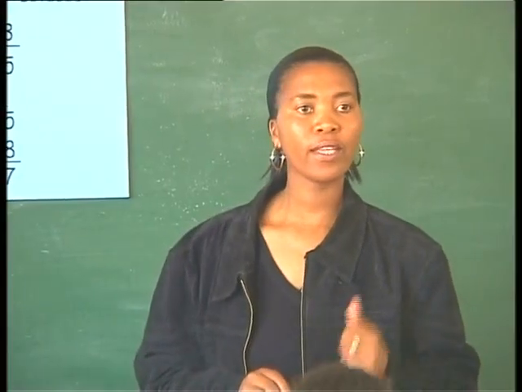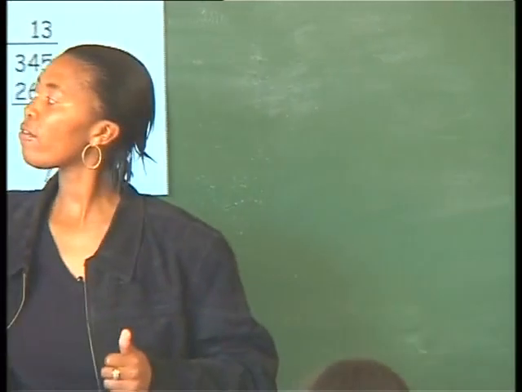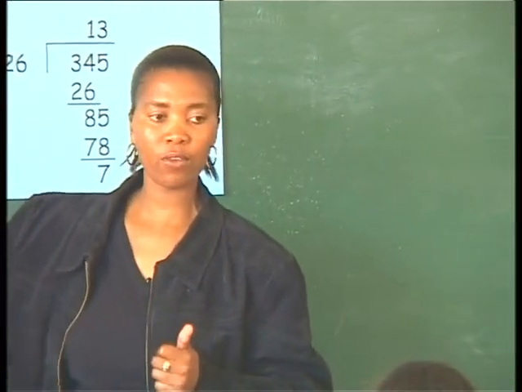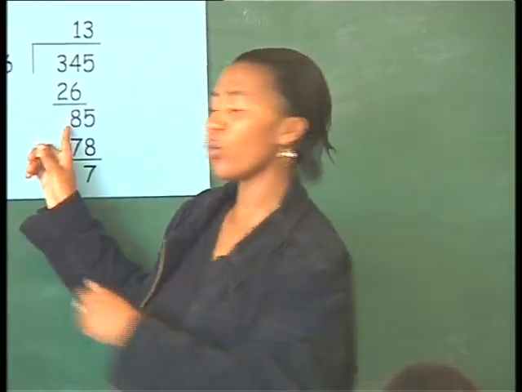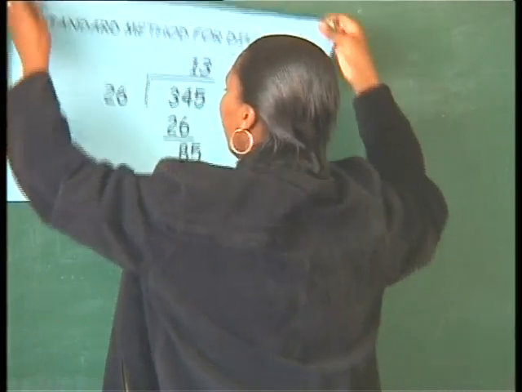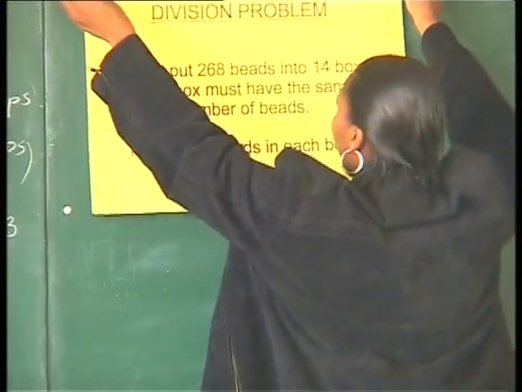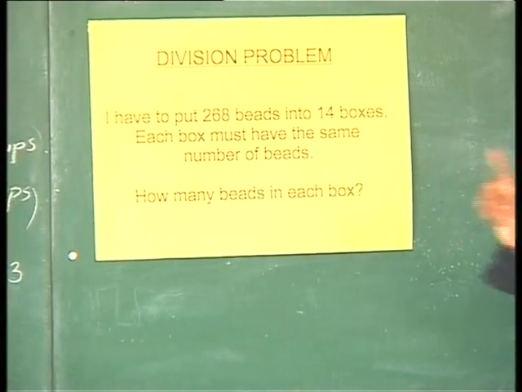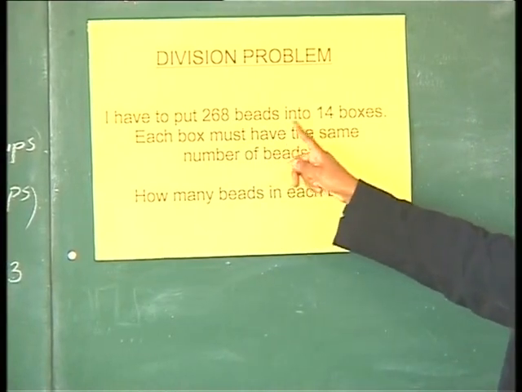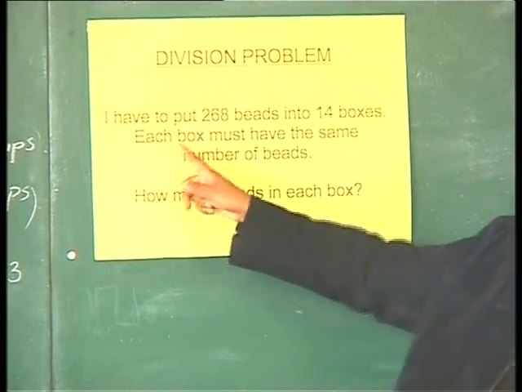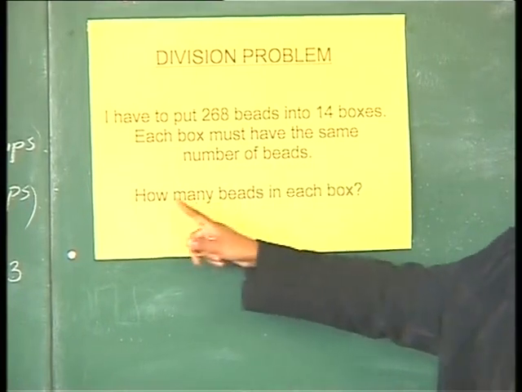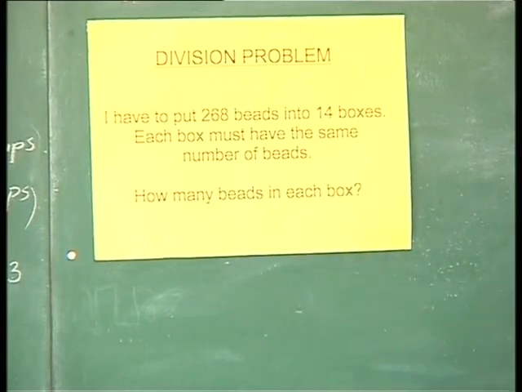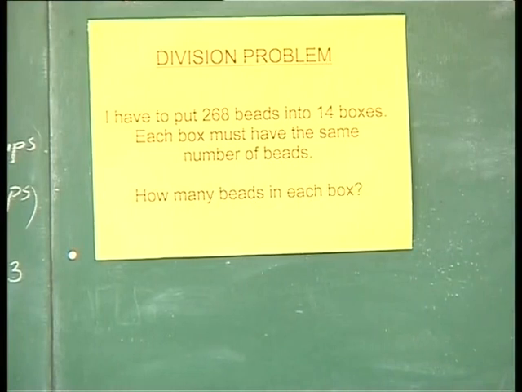I have a problem for you that I need you to solve. You can use any of these two methods that you learned today, but you're not going to use this one. So I'm taking this chart off. Now, I have to put 268 beads into 14 boxes. Each box must have the same number of beads. How many beads in each box? So you can start solving this problem now, and if you don't finish it, you'll complete it at home.